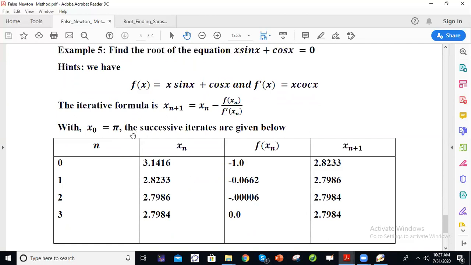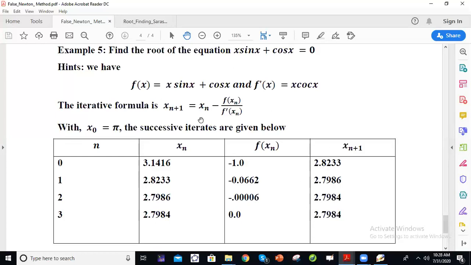N equals the number of iterations: 0, 1, 2, 3, and so on. Xn plus 1 is our root. See the formula. Xn plus 1 is our root. If we know x0, we find x1. As n equals 0, we have x1 equals x0 minus f of x0 over f dash x0. We see x1 is this.